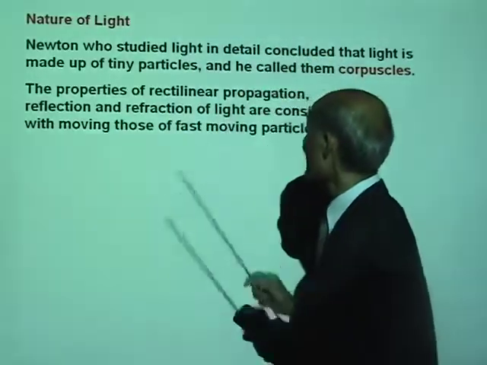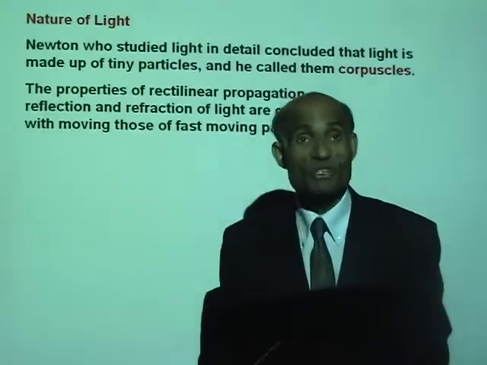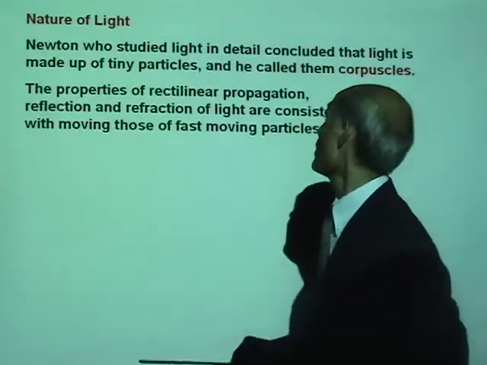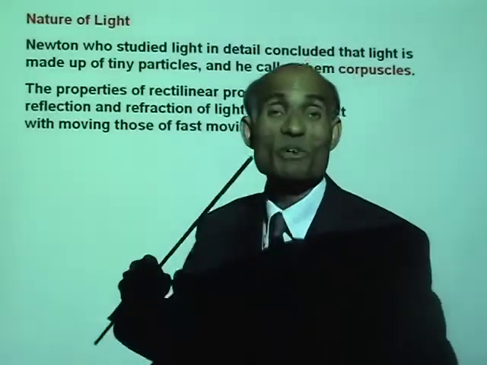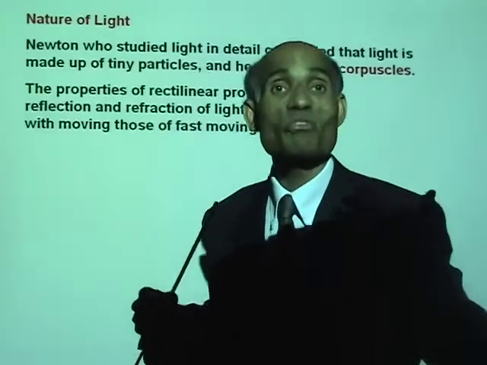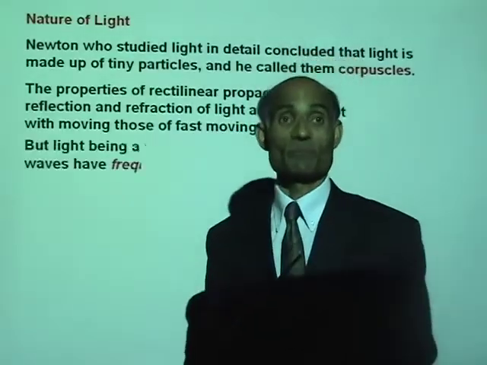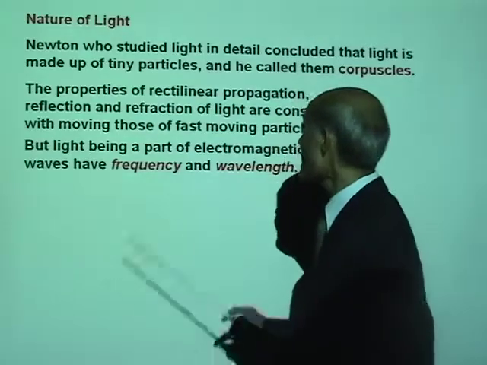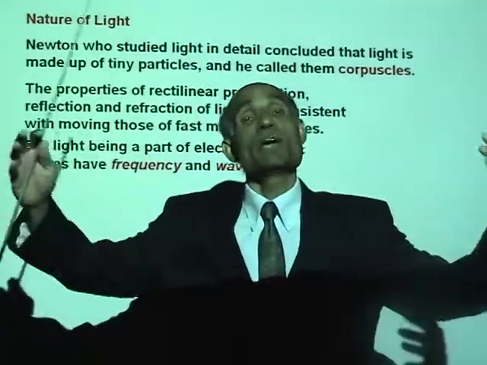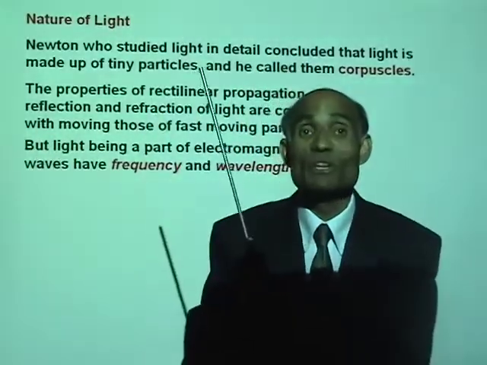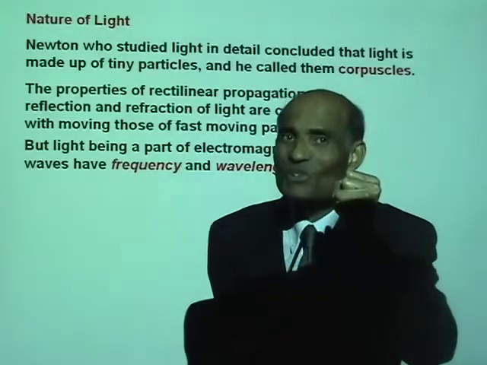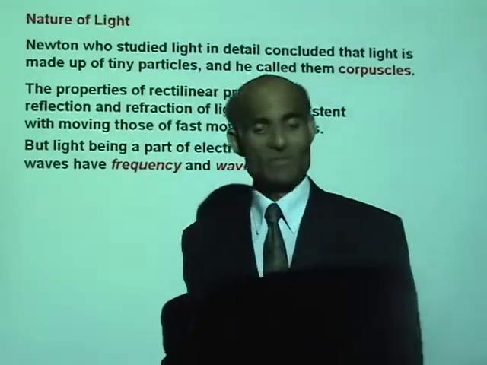The properties of rectilinear propagation, reflection, and refraction of light are consistent with those fast-moving particles. Fast-moving particles will move in a straight line. They obey the laws of reflection and refraction. All right. But we know that light is a part of electromagnetic waves. That means they have a frequency and wavelength. Now, do particles have frequency and wavelength? Well, that's a good question.